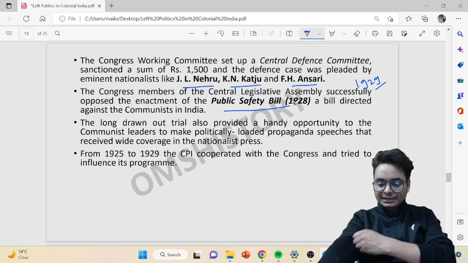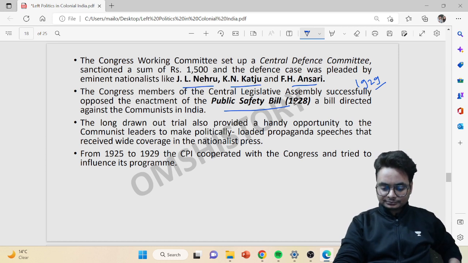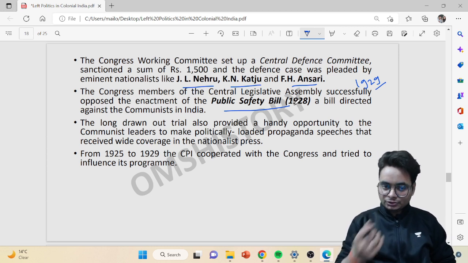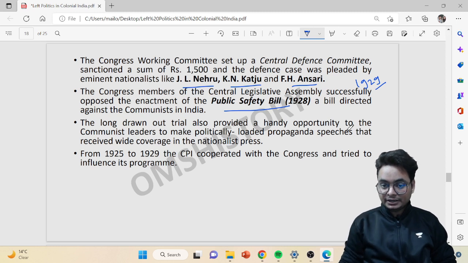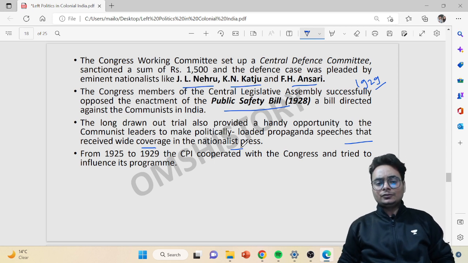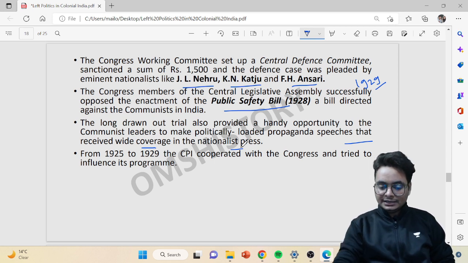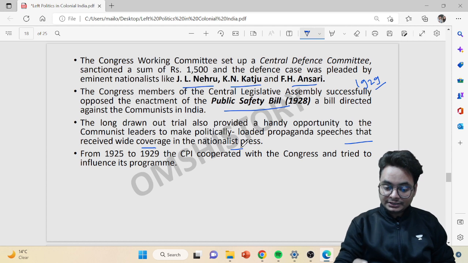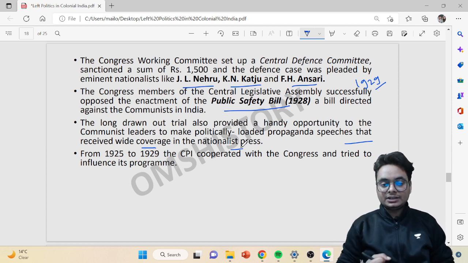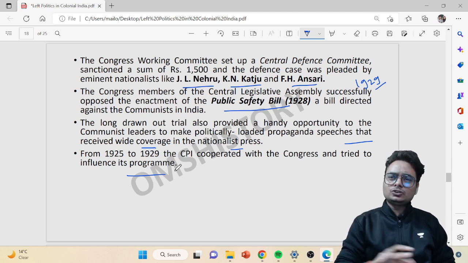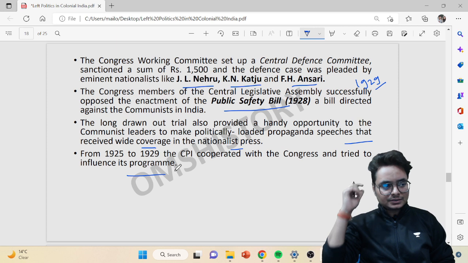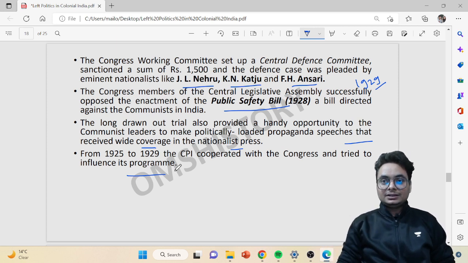in India. Anyway, this long drawn out trial provided a handy opportunity to the communist leaders to make politically loaded propaganda speeches that received wide coverage in the nationalist press, and they became like a household name. From 1925 to 1929, the Communist Party of India cooperated with the Congress and tried to even influence the program of Congress. In fact, this Meerut conspiracy trial became so famous that even in Britain, a play was made by Manchester Theatre Group, and the name of the play itself was Meerut.